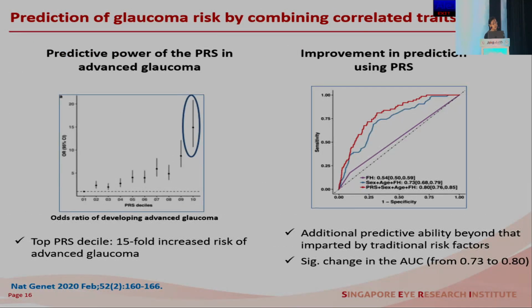They also looked at a prediction of genetic risk, and found that those patients with the highest genetic risk score had a 15-fold increase in the risk of having advanced glaucoma. When they incorporated the polygenic risk score as a prediction for development of glaucoma, they found that it increased the predictability over and above that obtained by traditional risk factors of age, gender, and family history.